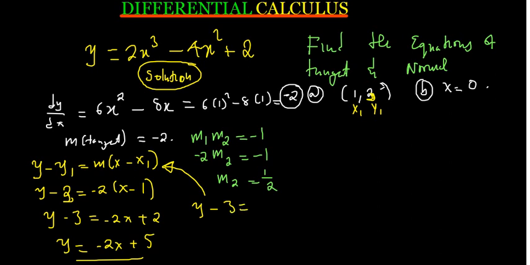And that will be equal to m, that's the gradient, and the gradient is 1 over 2 now, because this is a tangent, the normal we are talking about. And then x minus x1, x1 is still the same value, which is a 1.